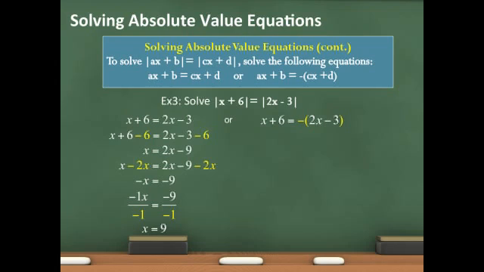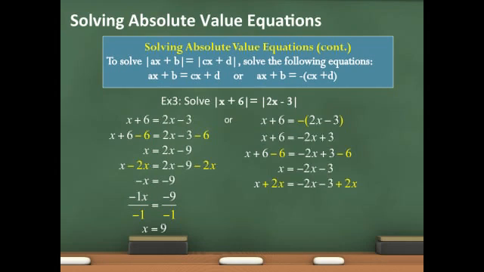In the second equation, we first have to find the negative of 2x minus 3. Again, recall that the minus sign in front is really a negative 1. Basically, all you need to do is multiply both terms inside the parentheses by negative 1. Doing so will turn our equation into x plus 6 equals negative 2x plus 3. Next, we subtract 6 from both sides, then add 2x to both sides. This will give us 3x equals negative 3. The last step is to divide by 3 on both sides. This gives us x equals negative 1. Therefore, our two solutions are negative 1 and 9.